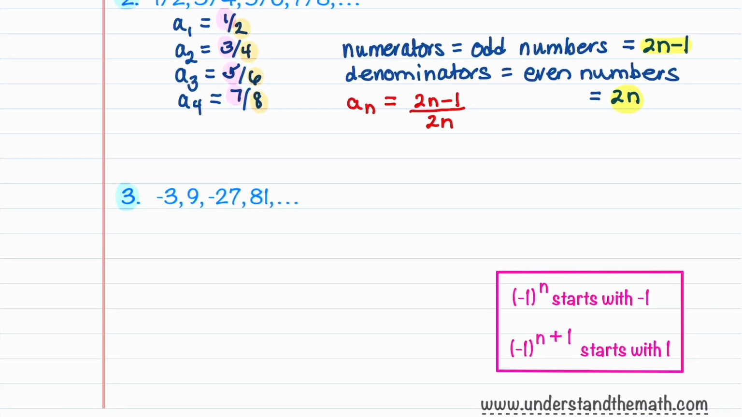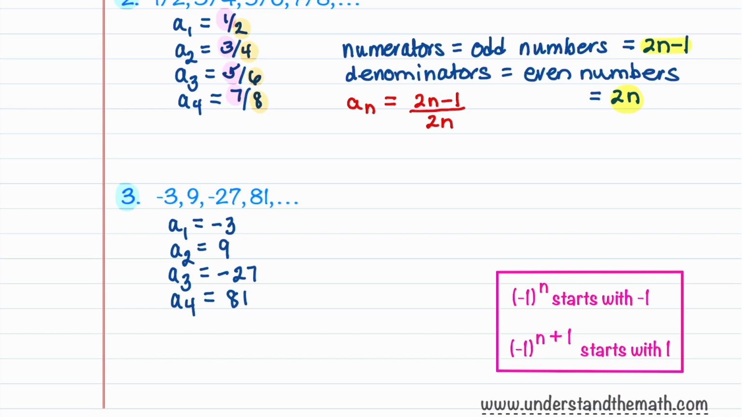Let's now look at our third example. I wanted to show you a sequence that has negative and positive numbers in it. Just like we did before, we're going to start out by writing down our terms. A1 is equal to minus 3. A2 is equal to 9. A3 is equal to minus 27. And then A4 is equal to 81.